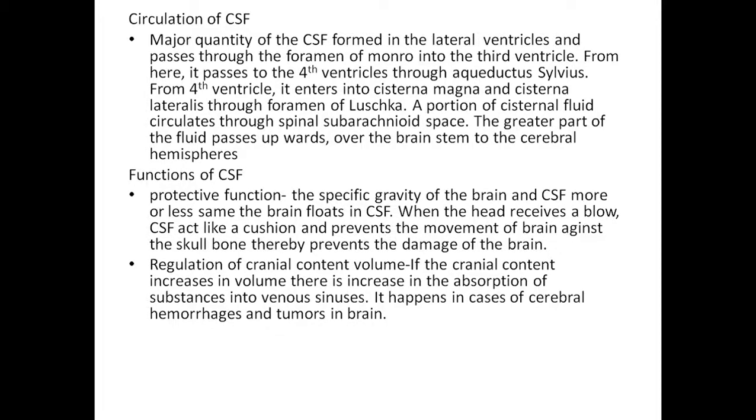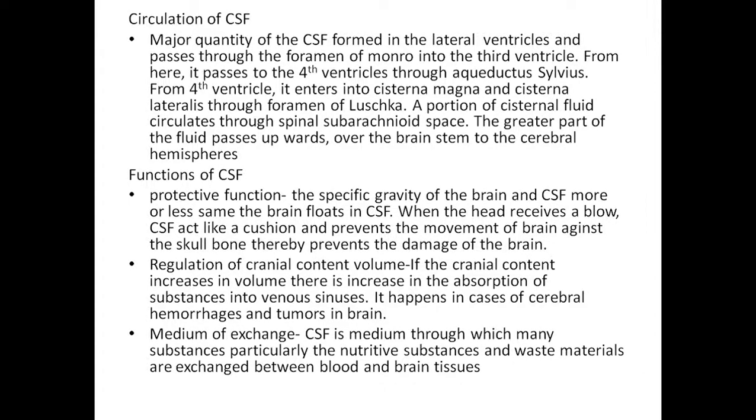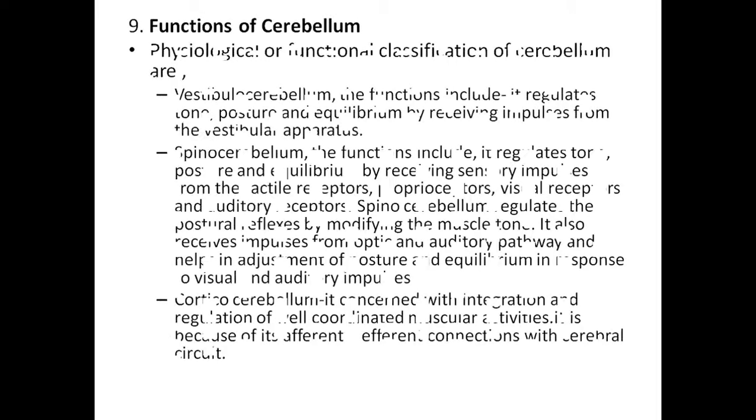Regulation of cranial content volume. If the cranial content volume increases, there is an increase in the absorption of substances into the venous sinuses. It happens in cases of cerebral hemorrhage and tumors in the brain. Medium of exchange. CSF is the medium through which many substances, particularly nutritive substances and waste material, are exchanged between blood and brain tissue.